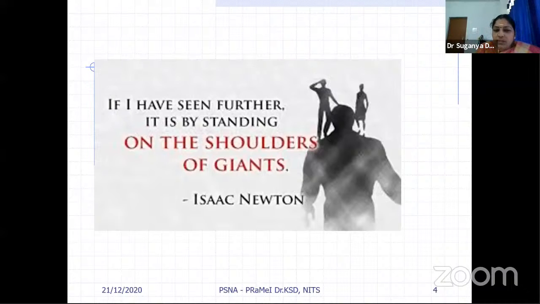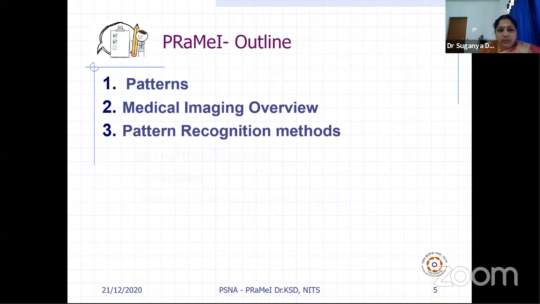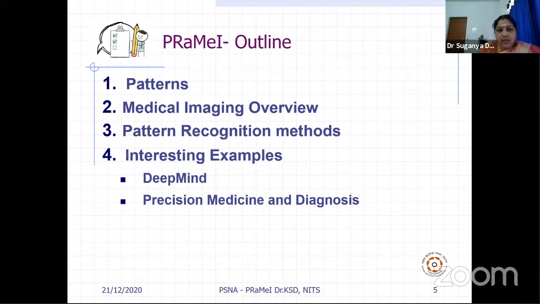Right? The shoulders of giants are nothing but our ancestors. It may be our ancestors, or our ancient era, or our books or papers or anything. So we are standing on the shoulders of giants, and then only can we do our research. Okay, so my today's talk will be revolving around these topics: what is a pattern, what are the medical imaging modalities, an overview of those things, pattern recognition methods, and interesting examples.